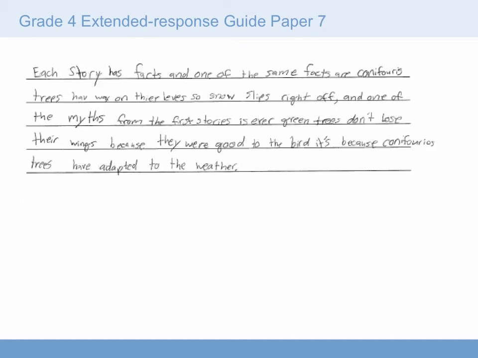Guide paper 7 is a 1. "Each story has facts, and one of the same facts are coniferous trees have wax on their leaves so snow slips right off, and one of the myths from the first stories is evergreen trees don't lose their leaves because they were good to the bird. It's because coniferous trees have adapted to the weather."